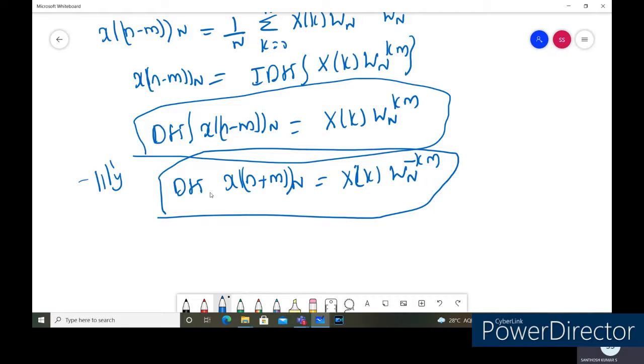The property is called the time shift property. These properties will be helpful in order to find the DFT of the sequences, where if you know the DFT X of k, and you want to find the shifted version of x of n, and we don't know the sequence x of n, at that time we can make use of that property.